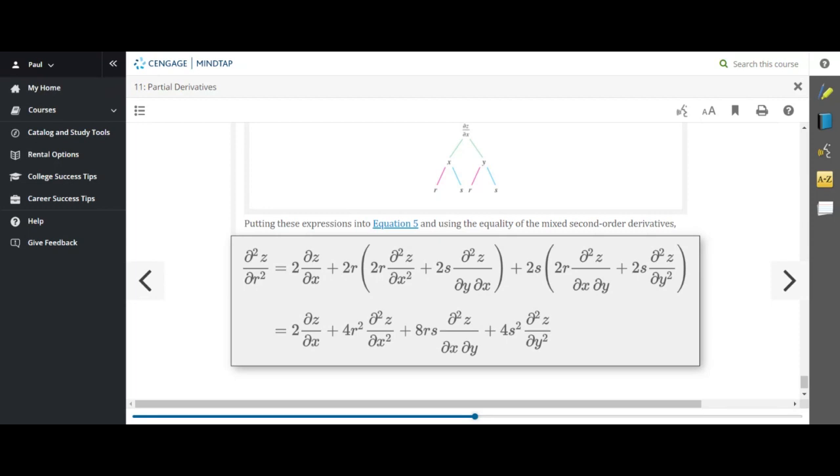Are there any questions? I'd like to give you some time here to work on section 11.5. Are there any questions at all before I stop the recording? Give me a thumbs up if you're reasonably okay with section 11.5.